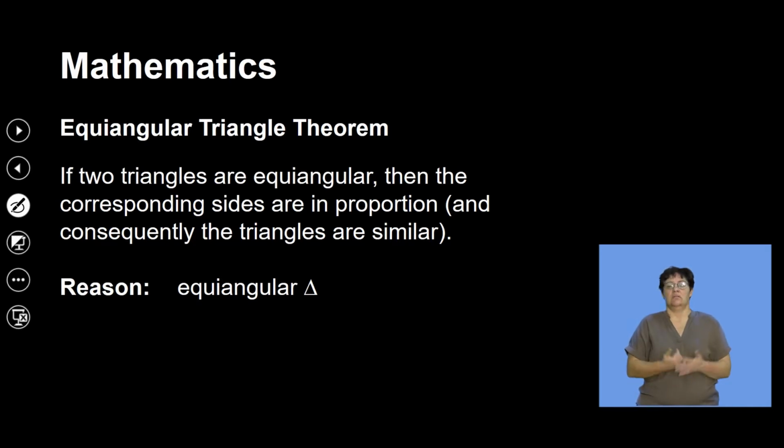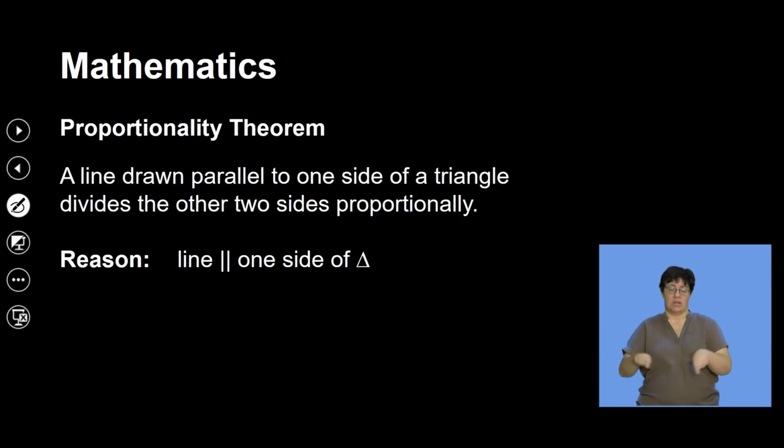Now we have what we call the equiangular triangle theorem. Remember in the last lesson we spoke about the converse of this, right? This says if two triangles are equiangular, then the corresponding sides are in proportion, right? And then consequently they are similar, because as soon as the sides become in proportion and the angles are equiangular, immediately we are talking about similarity. And then my reason is normally equiangular triangles.